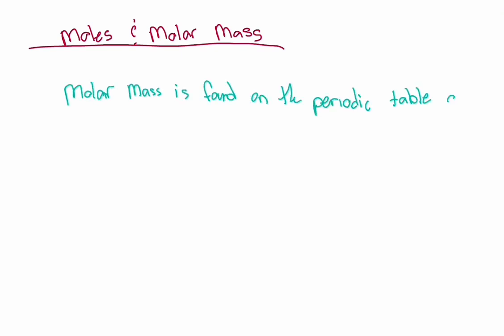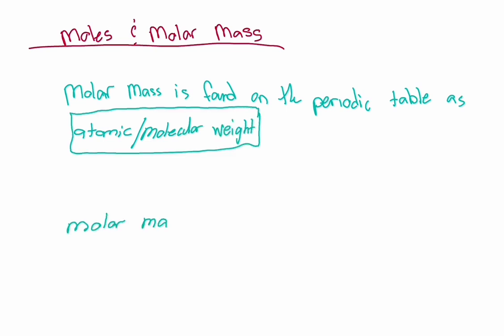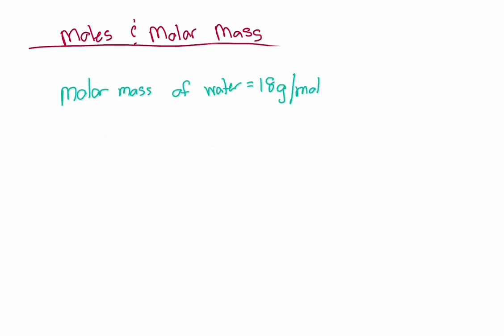Molar mass links the concept of moles to a measurable quantity. Molar mass for any element or compound can be found on the periodic table as the atomic or molecular weight. We use grams per mole to signify how many grams of an element are in 1 mole. For instance, the molar mass of water is 18 grams per mole. This means that 1 mole of water weighs 18 grams.